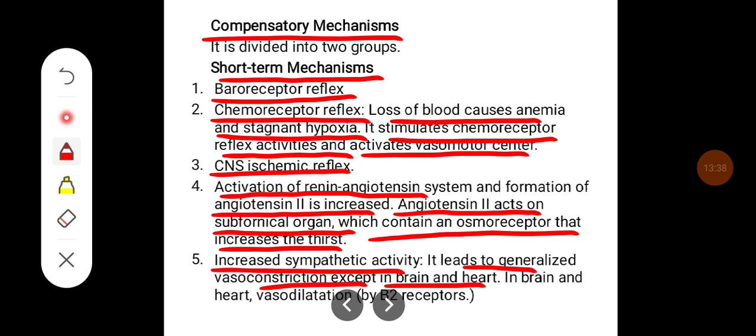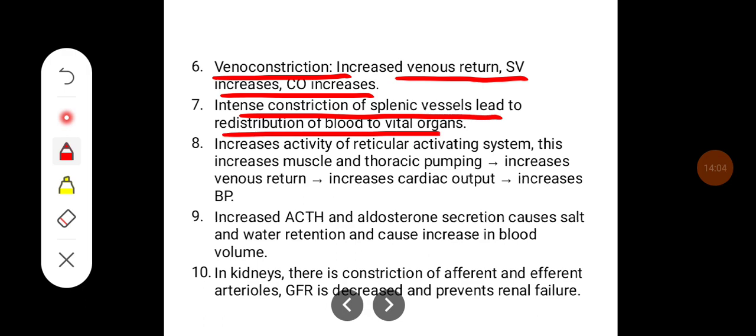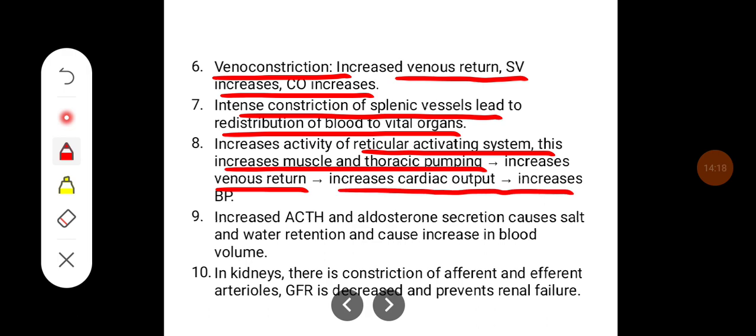In the brain and heart, there is vasodilatation because of the presence of beta-2 receptors. Venoconstriction increases venous return, stroke volume increases, and cardiac output increases. Intense constriction of the splenic vessels leads to redistribution of blood to the vital organs, and there is increased activity of the reticular activating system. This increases muscle and thoracic pumping, which increases venous return, cardiac output, and blood pressure.